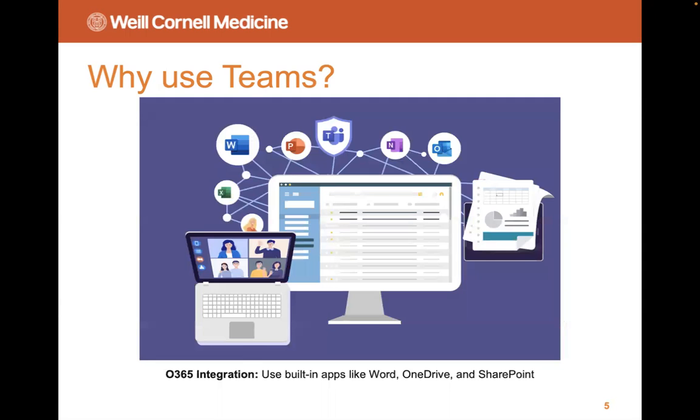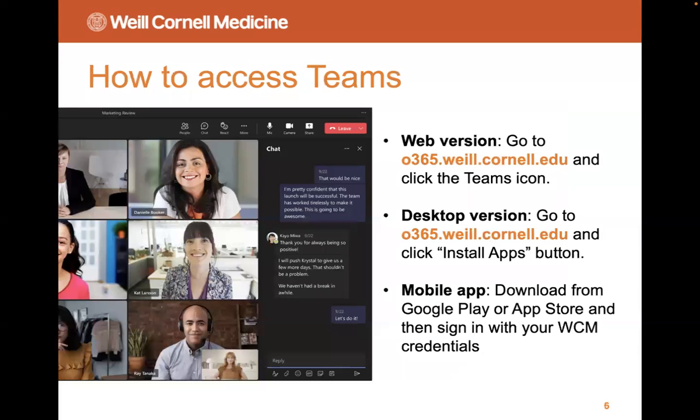Again, I've mentioned the integration a few times, so I won't go too much into it, but it's really nice that all of these tools like OneNote, OneDrive, Word, and Excel integrate together really nicely with Teams to collaborate on files in real time, which is great. So there are a few ways to access Teams. We have a web version and a desktop version, and both, at least at first, are accessible by going to your o365.weill.cornell.edu website.